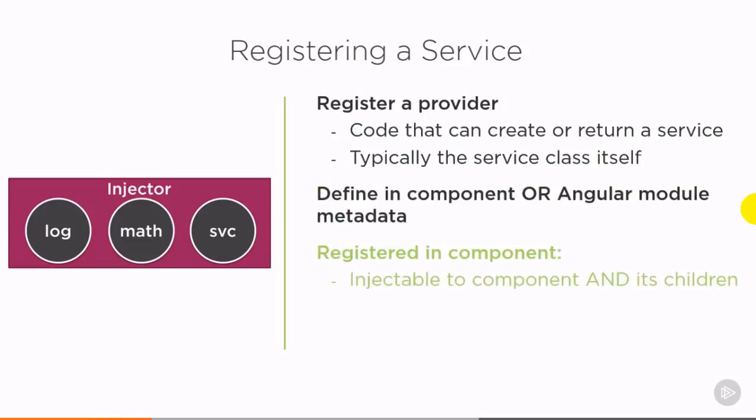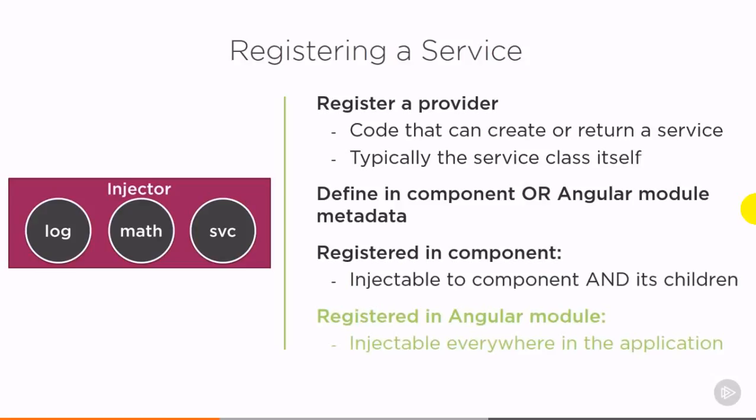If we register a provider in a component's metadata, the Angular injector can inject the service into the component and any of its children. So we should take care to register the provider at the appropriate level of the application component tree. If we register a provider in an Angular module, the service is registered with the Angular injector at the application's root, making the service available everywhere in the application. We'll talk more about registering a service provider in an Angular module when we cover Angular modules in detail later in this course. For now, we'll focus on registering a service with a component.